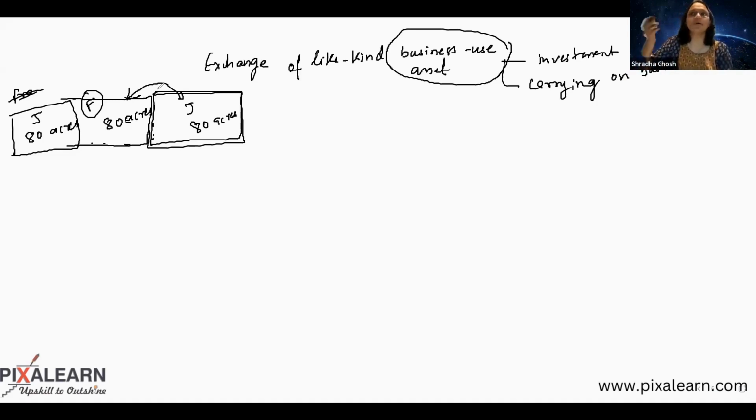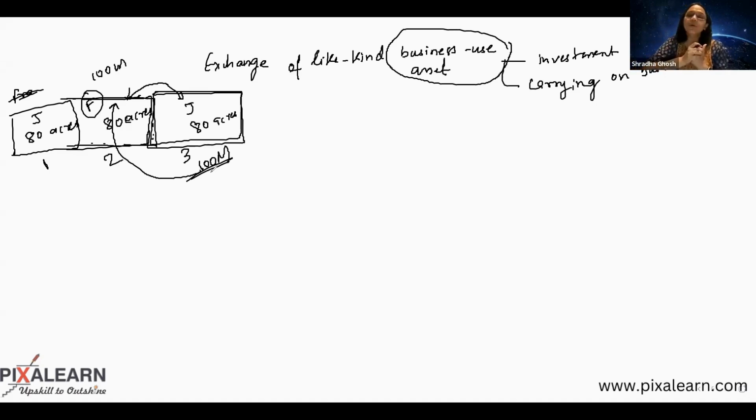I give you my land, you give me your land. If that happens, we say it's an exchange of like kind business asset. And if it's a pure vanilla barter, nothing will happen. Let's say the value of this land in the books of J was 100 million. So we'll simply take F and put this 100 million. Let's say this was plot 1, this was plot 2, this was plot 3. We'll just substitute plot 2 by plot 3. That's it. Nothing else.